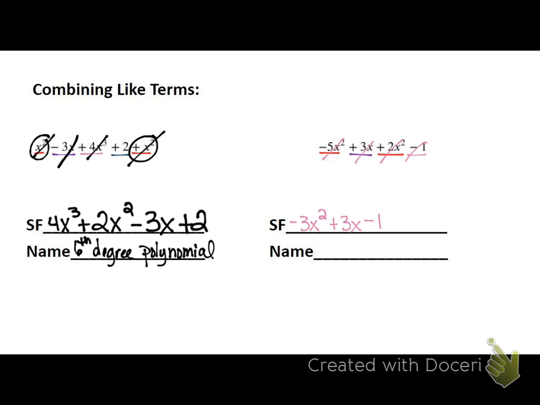Okay, so how many degrees does this mathematical statement have? 3. Good. 2 plus 1 is 3, so that's called what? Cubic. And then how many terms does it have? 1, 2, 3. So it's called a cubic trinomial.